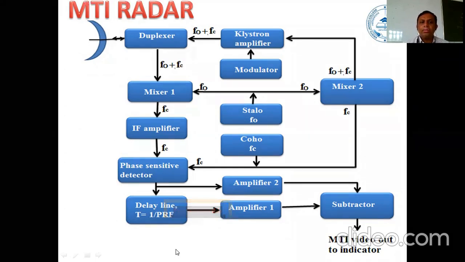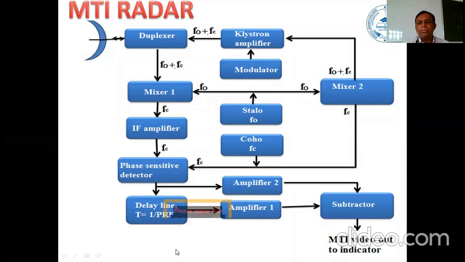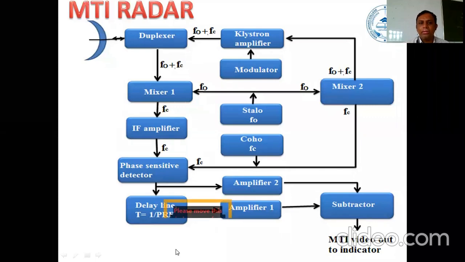Okay, in this particular radar, first we'll discuss the block diagram, and after that we'll discuss the advantages and disadvantages of this radar. The main part of this radar is that it has two oscillators. One is called STALO and the other is called COHO. STALO stands for stable local oscillator and COHO stands for coherent oscillator.